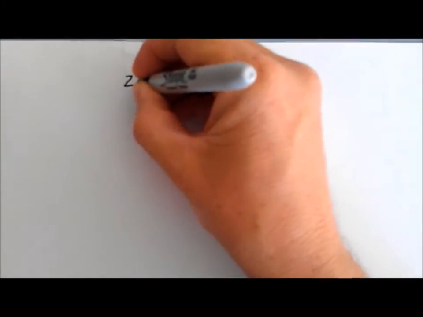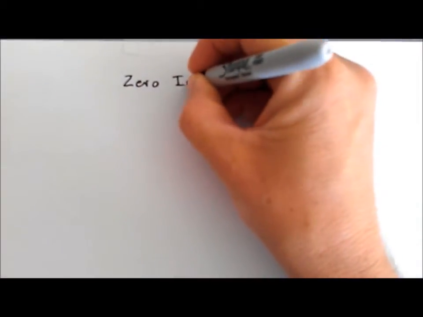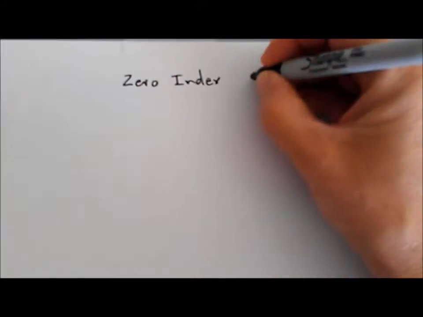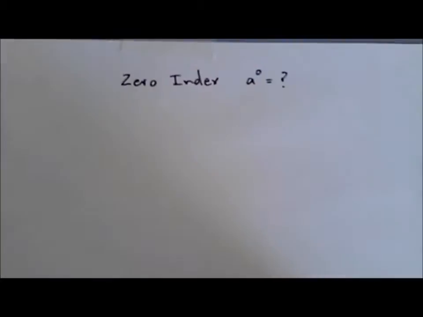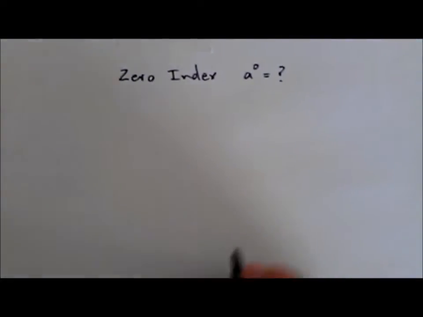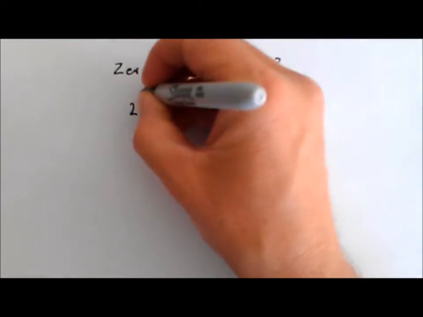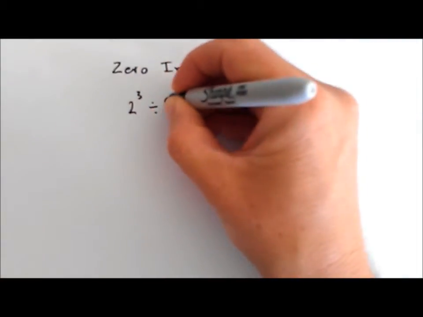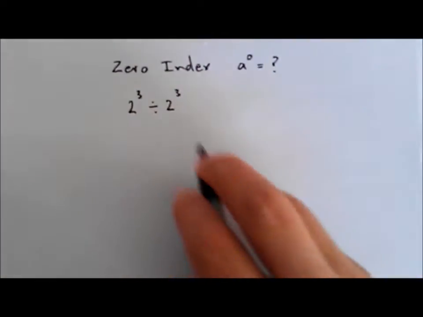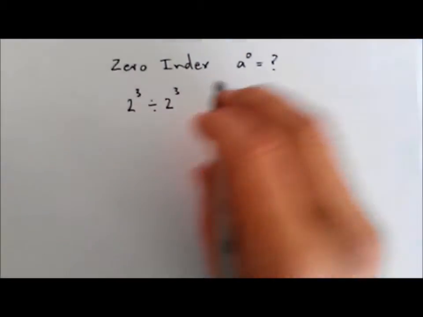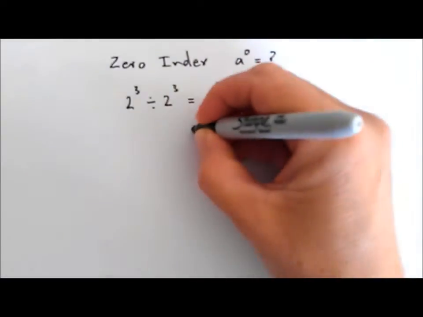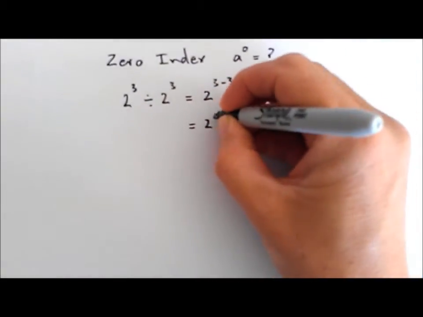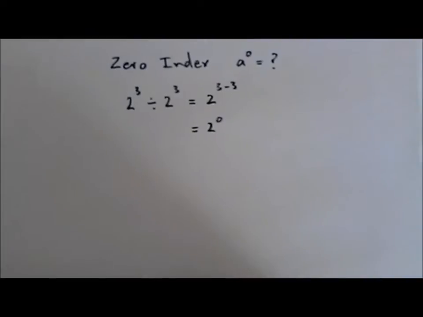Alright, what I want to have a look at is the concept of the zero index. What I'm talking about here is taking any number and raising it to the power of zero and wondering what sort of answer I could get. Now I can get a zero index by starting off with a division, because we learnt that when you divide you subtract indices. So 2 cubed divided by 2 cubed would be equal to 2 to the 3 minus 3, which I can see is equal to 2 to the 0. So that's one way to generate a zero index.